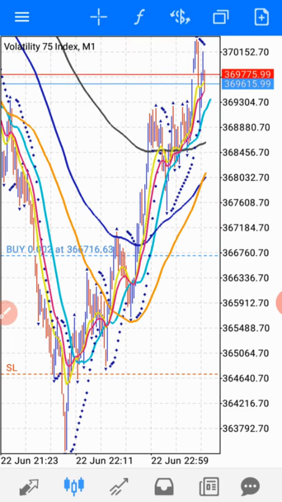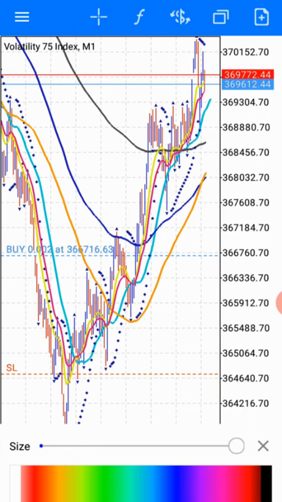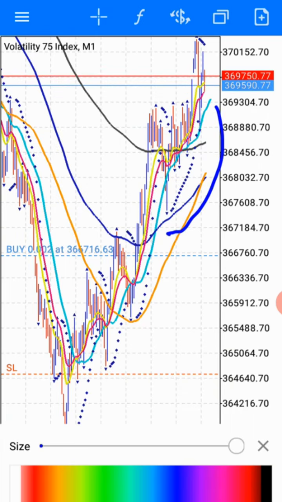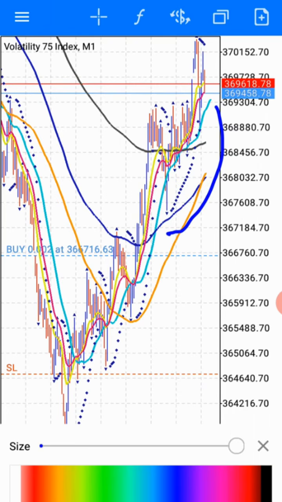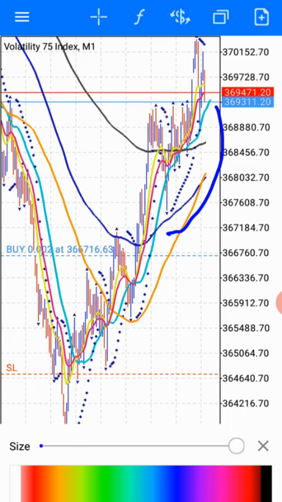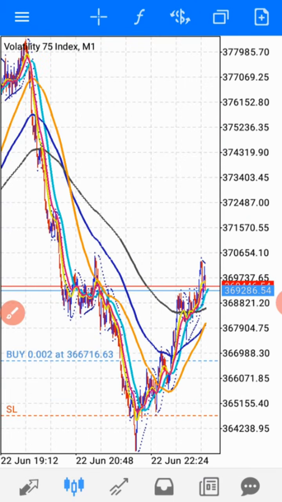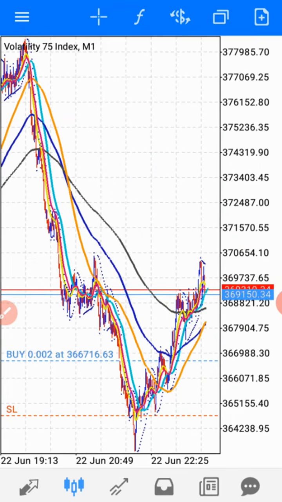See my parabolic SAR here. That dot, that is the parabolic SAR. It faces the direction of the trend, and once you get the trend, like now, by the time it's going to get on top of my highest fractal here, the parabolic SAR will be on a buy trend.